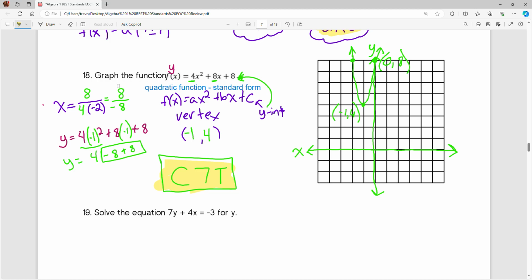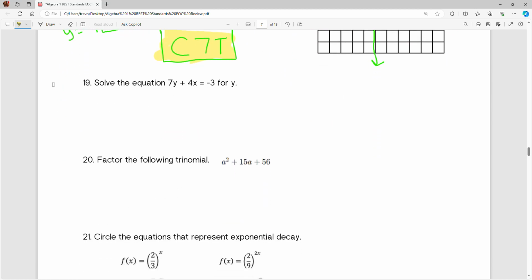And continuing on this page, number 19, solve the equation for y. So we just need to get everything to the other side of the equal sign besides the y. So we are solving for y. So we want to get y by itself.